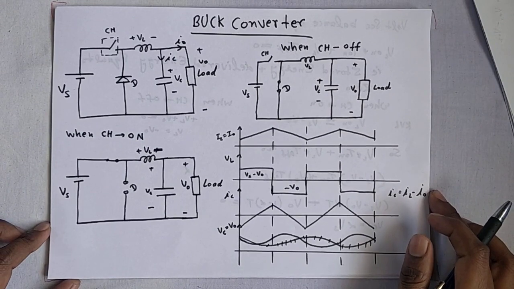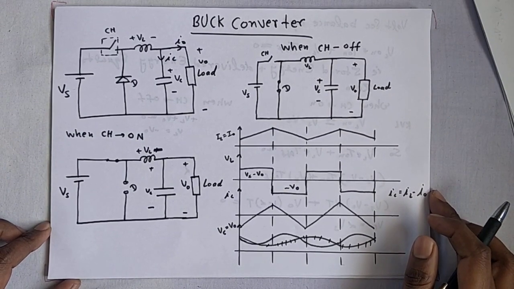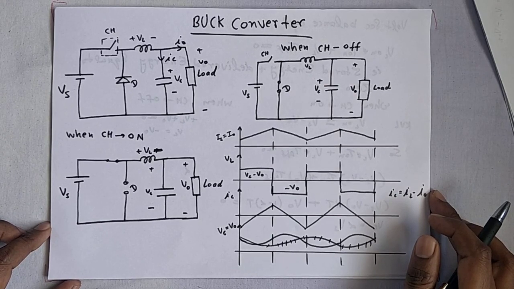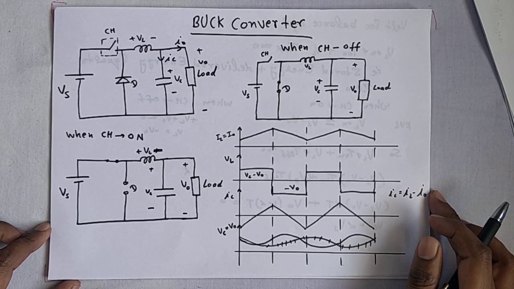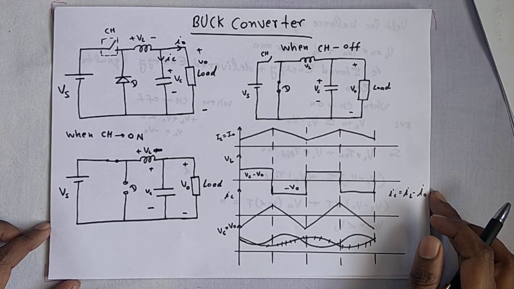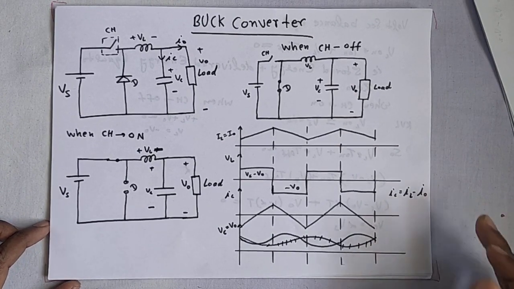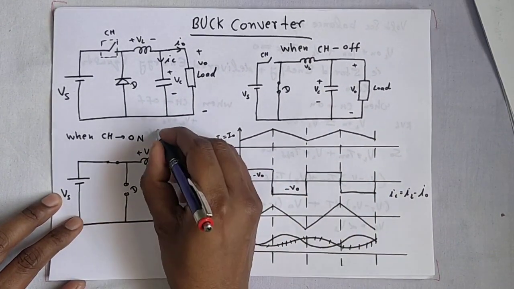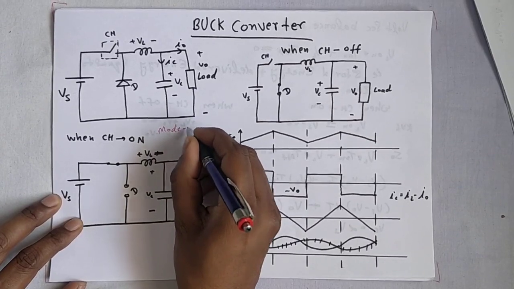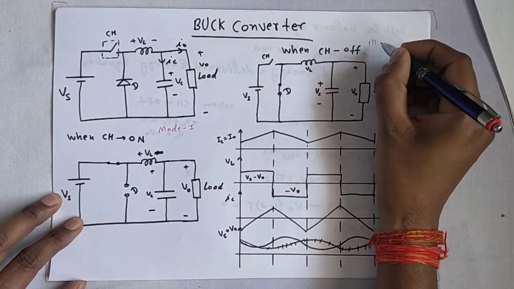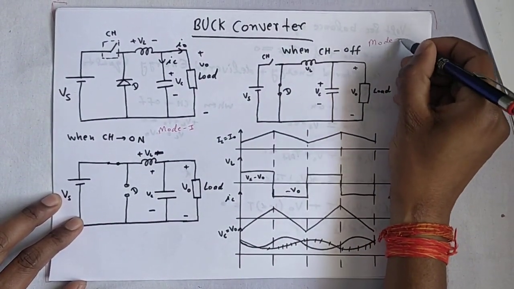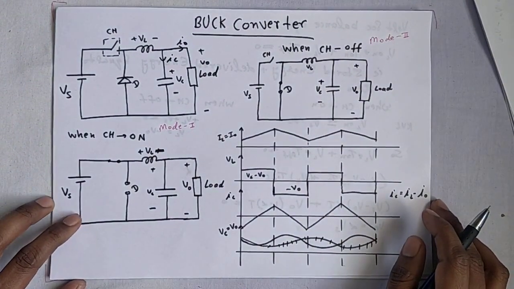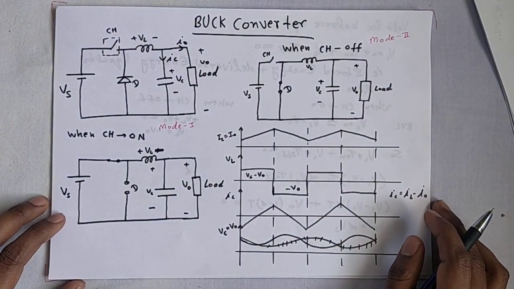In this lecture, we will study the working of the circuit, the output voltage waveform, the current waveform, and the output equation. We will study the buck converter in two modes. Mode 1 is when CH is on, and mode 2 is when CH is off. This is mode 1 and this is mode 2. So let's see what happens when CH is on.